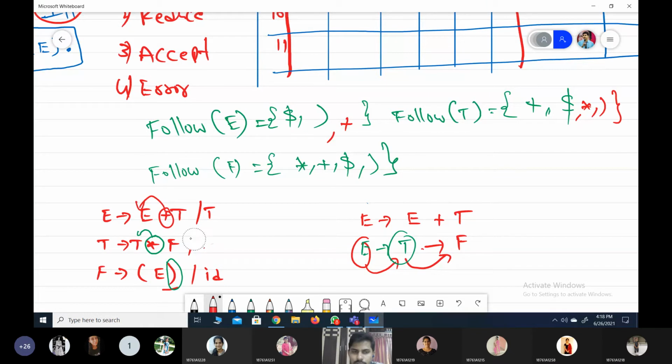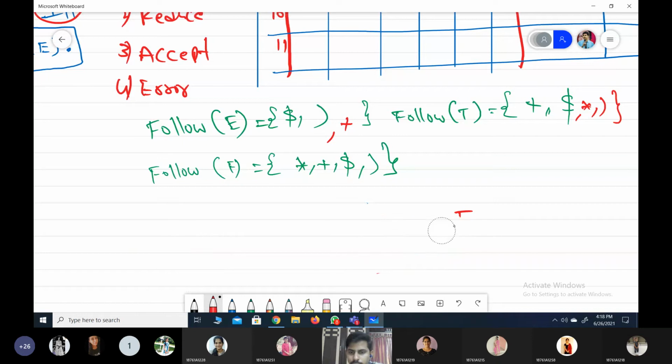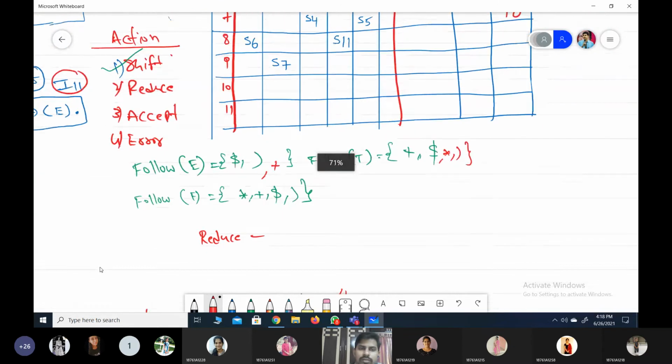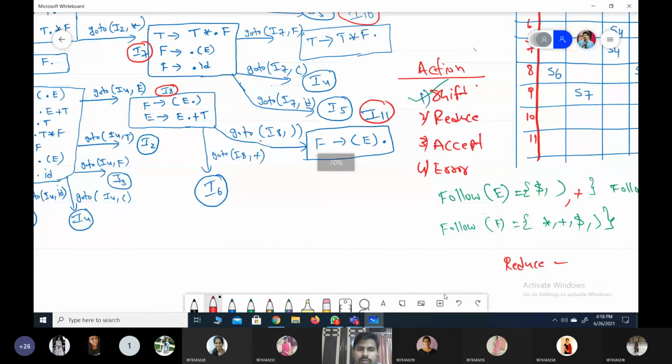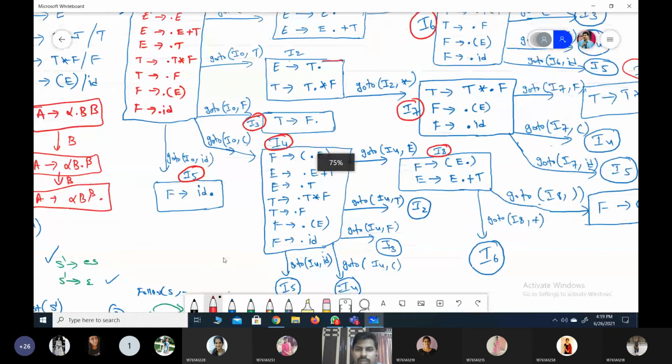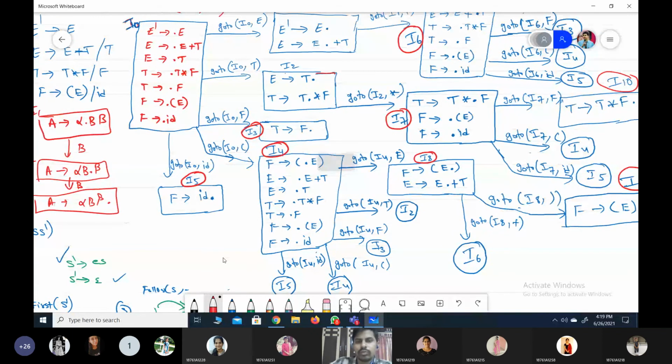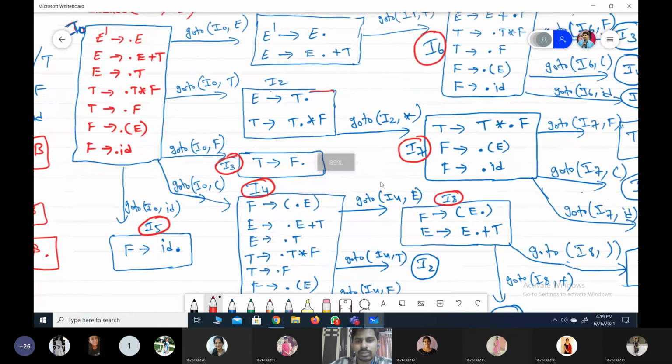Now I would move on to the reduction property. To write down the reduction property, whenever we have a reduce operation, I would like to write down R. R stands for reduce, and then the production number has to be written, either first production, second production, third production, fourth production, like that. What is your goal in the construction of the item set? In the construction of the item set, the dot is moved towards the extreme right side direction. That's your goal. Yes or no?